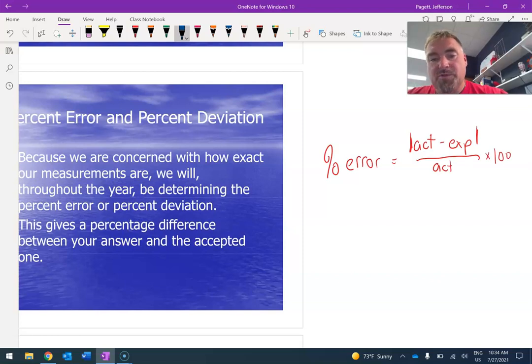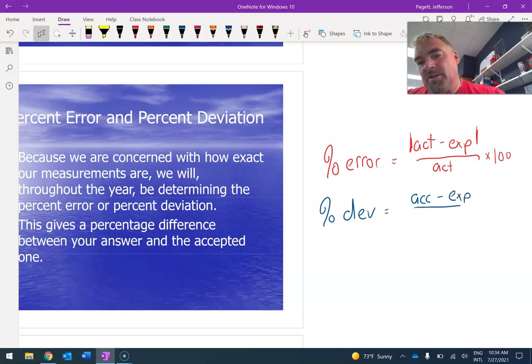Similarly, if we're looking for percent deviation, so percent dev, instead of the actual, we'll do the accepted, which I'll put as ACC, minus the experimental, divided by my accepted. Again, don't forget, sorry, my fault on that, you need to make sure you take the absolute value of this and times 100. And so you'll know it's basically the exact same thing. One's going to be the actual number, so we actually know what the answer is. And the other one is going to be what we're accepting as a close enough result, and we're going to find out how far off you are from that.